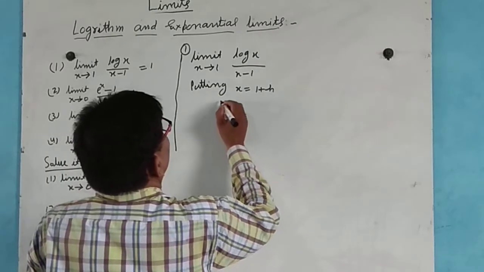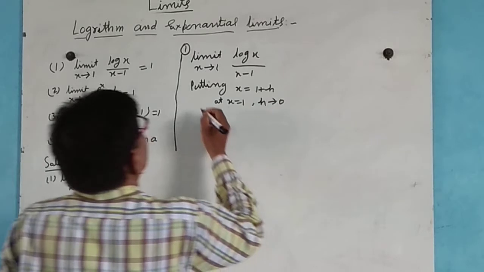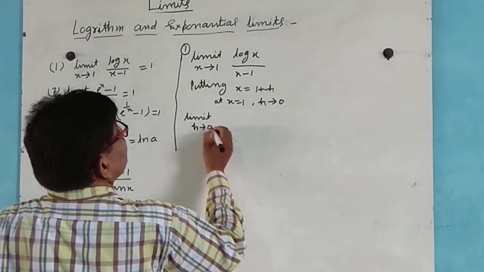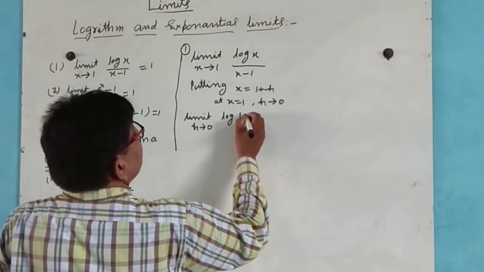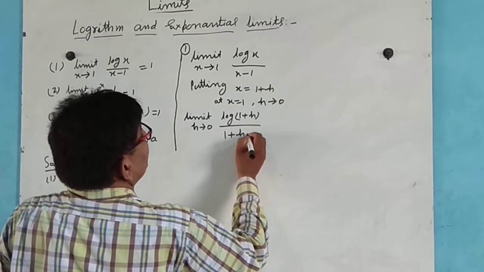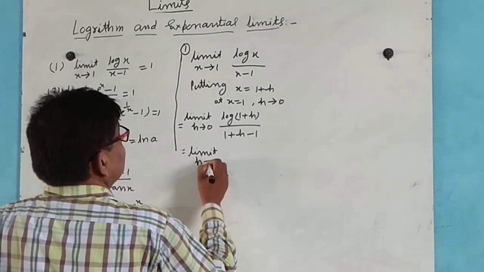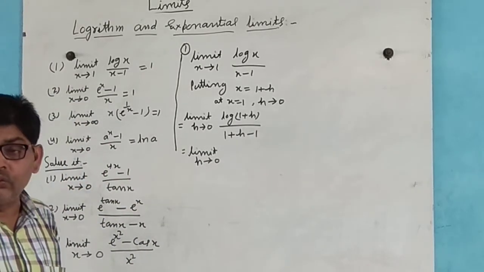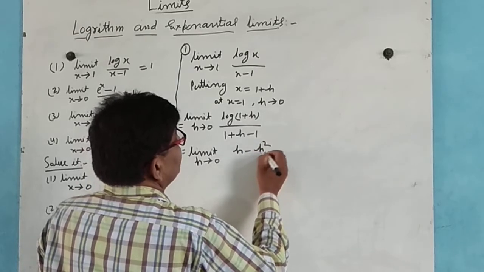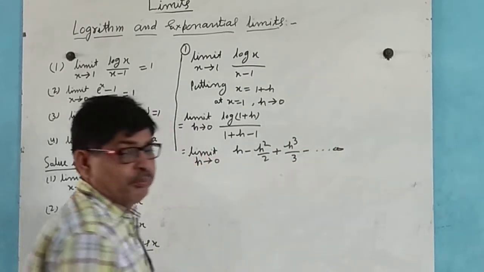Now as x tends to 1, h tends to 0, so limit h tends to 0, log of 1 plus h divided by 1 plus h minus 1. This and this cancel. Limit h tends to 0, log 1 plus h is equal to h minus h square by 2 plus h cube by 3 up to infinity.